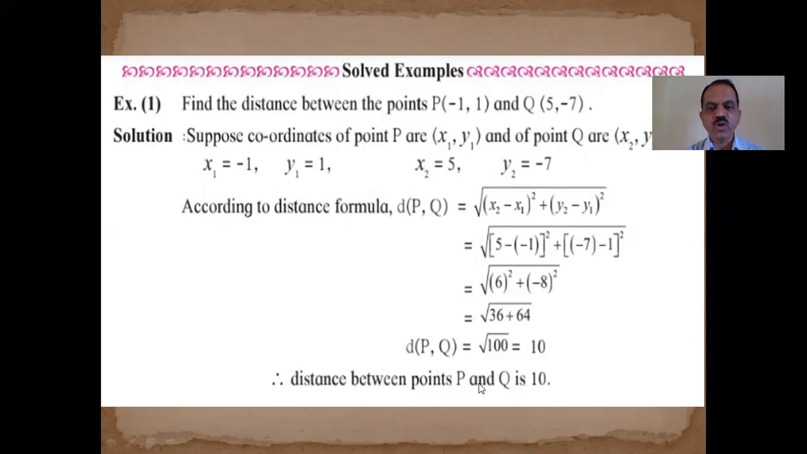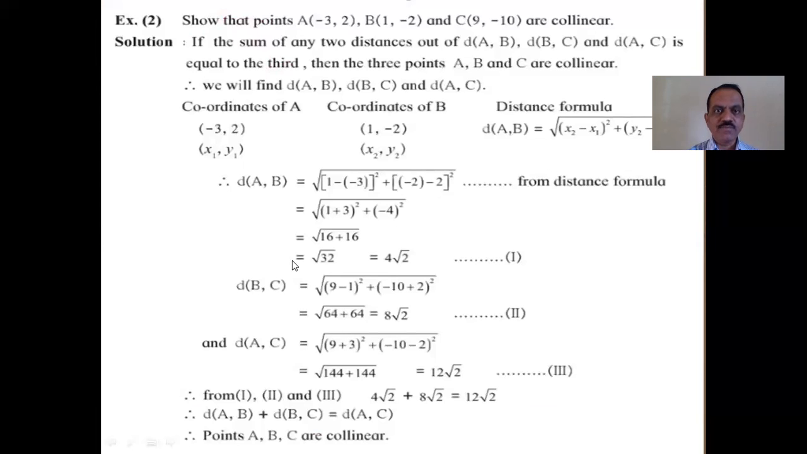The distance between point P and Q is nothing but 10. This is the solution of the first example. Very simple: you have to take the coordinates of any one of the points here, and then using this formula, find out the distance of that respective segment. Now we see another example here.